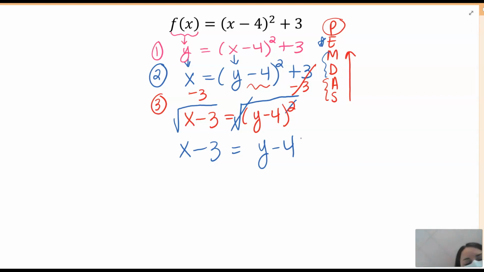Oh, yes, thank you. I dropped my square root. Square root of x minus 3. If I had Jolly Ranchers, you would have got a Jolly Rancher. I need to stock up on my candy again.